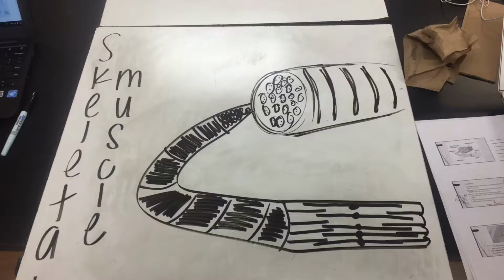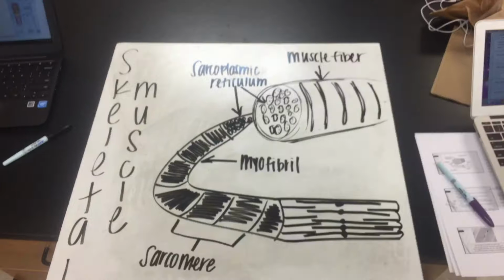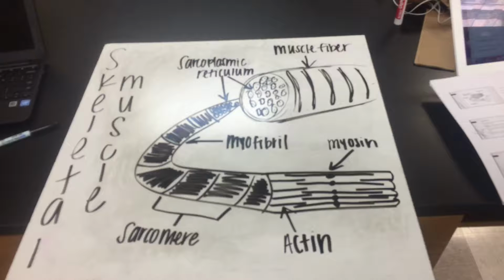Looking at the structure of a skeletal muscle, which is striated muscle that acts by involuntary movement, we have our muscle fiber, sarcoplasmic reticulum, myofibril, sarcomere, myosin, thick filaments with intertwined tails and heads that bind to actin. Actin, thick filaments of intertwined actin monomers with myosin head binding sites.